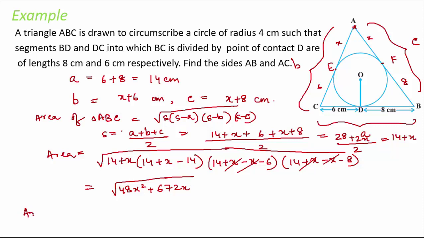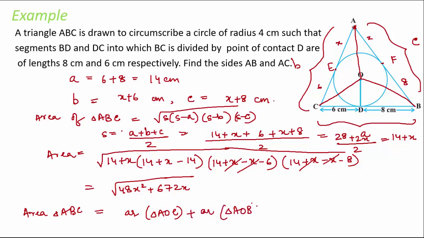ABC. For example, we can say that the area of triangle ABC will be equal to, let's say if we divide this ABC triangle into 3 triangles like this, the area of triangle AOC plus area of triangle AOB plus area of triangle COB. So this would also give the area of triangle ABC. How do we find the areas of these smaller triangles?